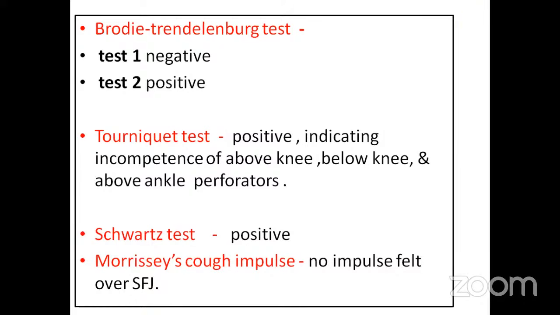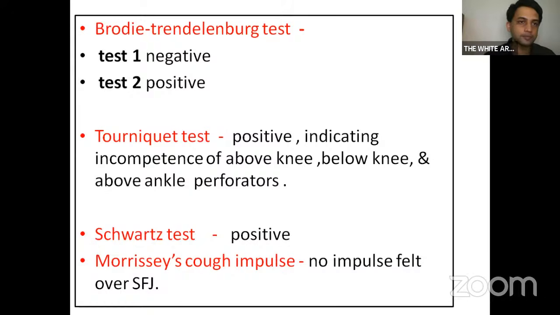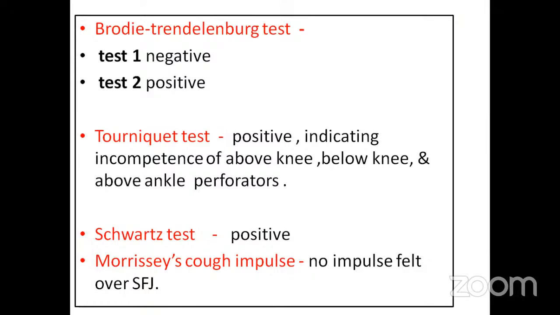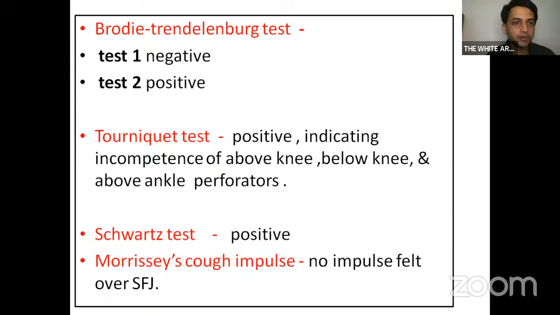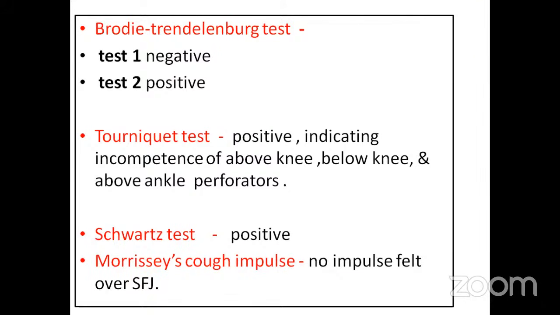And then test two. In this test we don't release the pressure immediately, sir. We wait for 1 minute, and then we look for venous filling from below upwards. Meanwhile, we ask him to walk around. Then after 1 minute, you release the pressure. Then we look for venous filling, blood filling in the lower legs. If it is from below upward, then it is perforator incompetence.